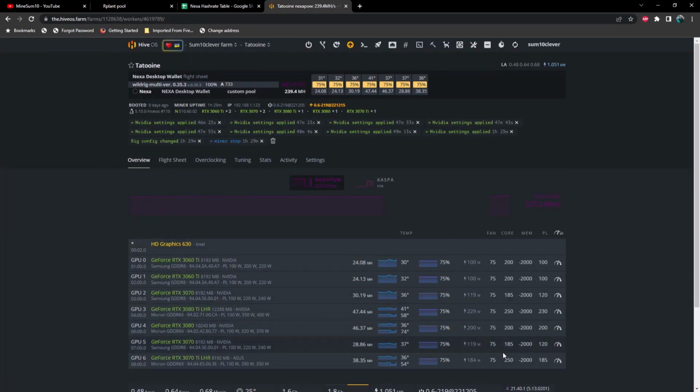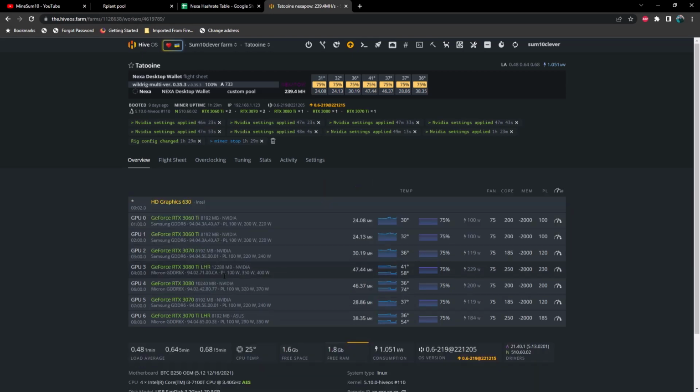So we've got a variety of cards here. So a 3060 Ti, 3070, 3080 Ti, 3080, 3070, and 3070 Ti. And as you can see, this 3080 is performing quite well at 46.37 mega hash at 200 watts with a core offset of 200, negative 2000, and a power limit of 200.